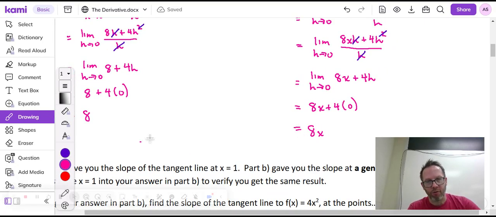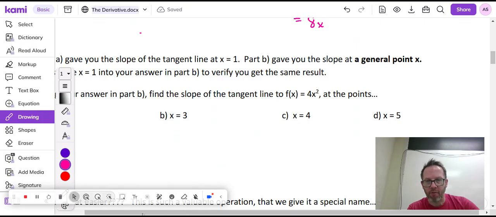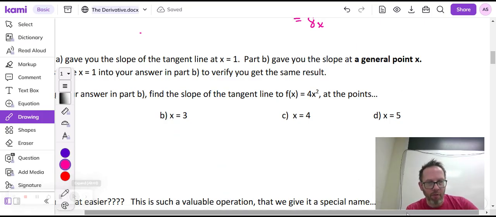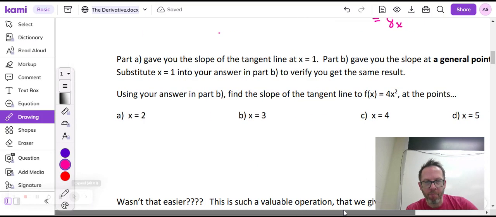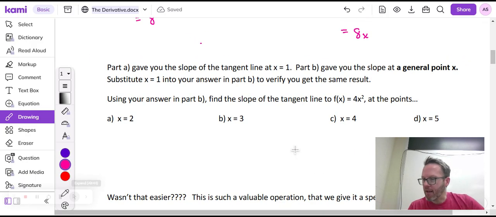So, might seem pretty trivial, but let's just do this down below where I've given us some space. No more difference quotient. Slope of the tangent line at x equals 2 is just 8 times 2. I got a lot of space for this. I don't know why.